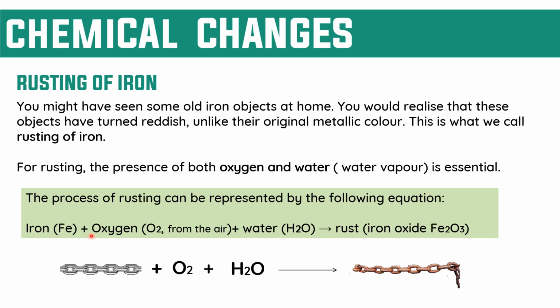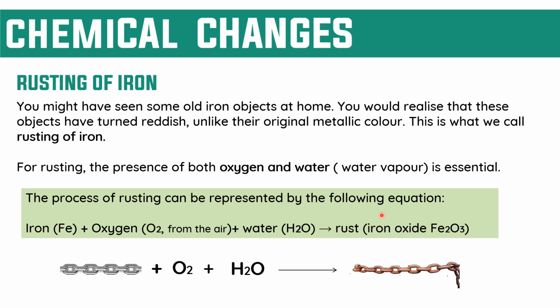So iron reacts with atmospheric oxygen, O2 from the air, plus water. Water is also the moisture content or water vapor in the atmosphere. So iron plus oxygen plus water forms rust. Chemically we can call rust iron oxide, or Fe2O3. Iron oxide is the chemical name, and this is the chemical formula, Fe2O3.